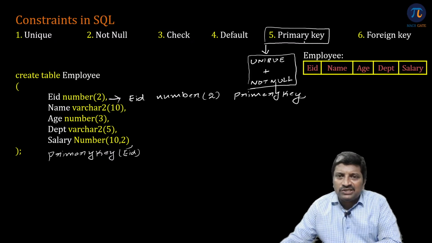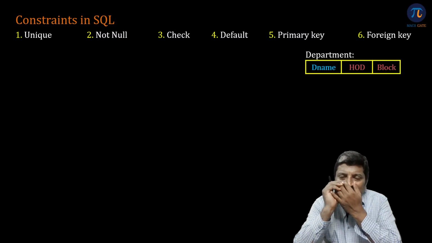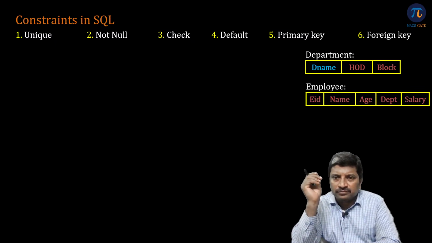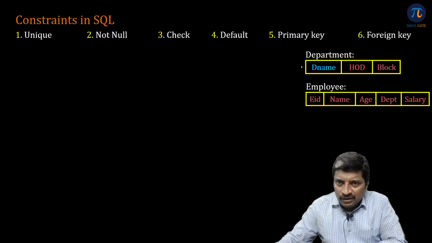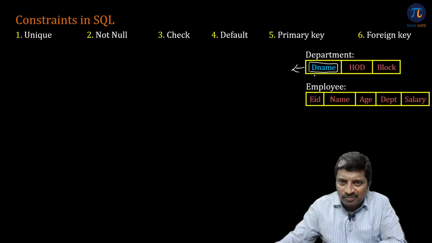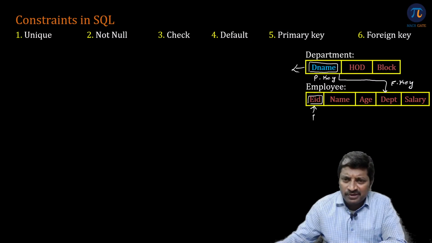Then what about foreign key, sir? Sir, foreign key is mainly related with 2 tables. Mainly related with 2 tables, right? Suppose I am having 2 tables like this, department and employee. My assumption is, department is the table in which department name is the primary key. So this is my primary key. This primary key I am using as a foreign key in the employee table. And the employee table may have some primary key, sir. So this is its primary key.